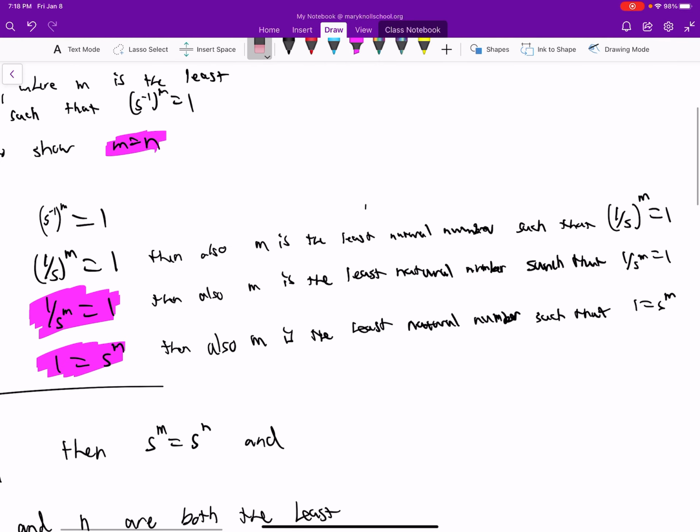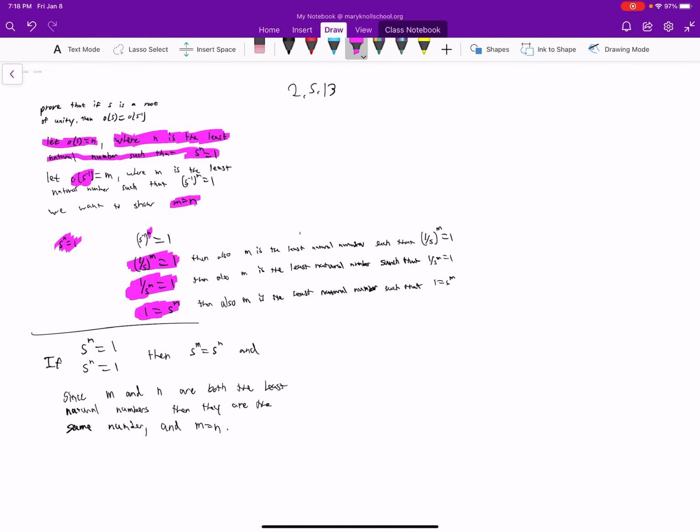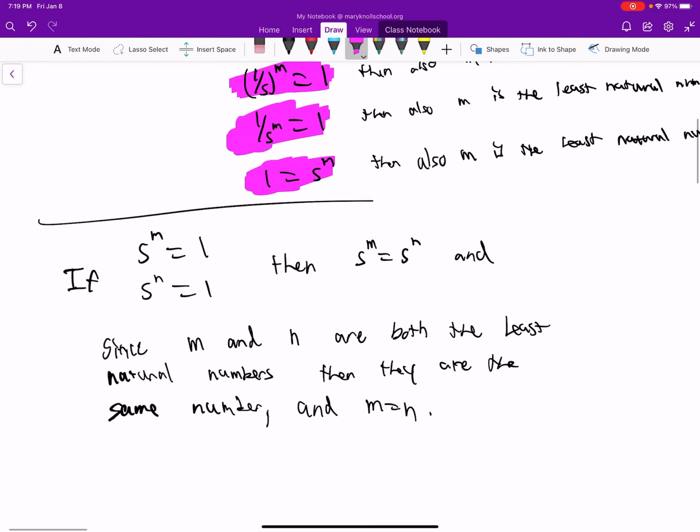And here, we know that m is the least natural number such that that exists. Then also it must be the case that m is also the least natural number such that that exists. And then m is the least natural number such that this exists, and m is the least natural number such that that exists. Now, if m and n are both the least, so let's go here now.